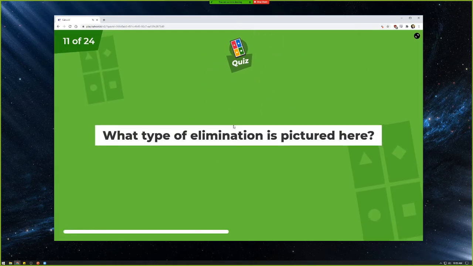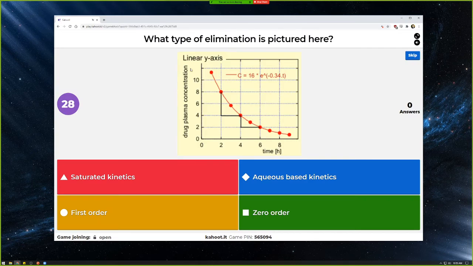Let's see, what type of elimination is pictured here? So we're looking at drug plasma concentration. We're looking at time on the x-axis here, and we're looking at elimination. What kind of elimination would this be? Would it be considered saturated kinetics, aqueous-based kinetics, first order, or zero order?